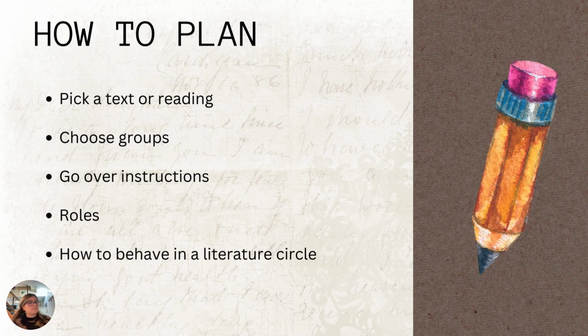So, how to plan. You want to make sure that you're picking a text or a reading that you are implementing in your class. You want to choose your groups, or if you feel comfortable with allowing your students to pick their own groups, then that's up to you as the teacher. You want to go over instructions and explicitly tell them how they should have their conversation. You want to talk about the roles, which we'll be going over in a second, and also how to behave and act in a literature circle.